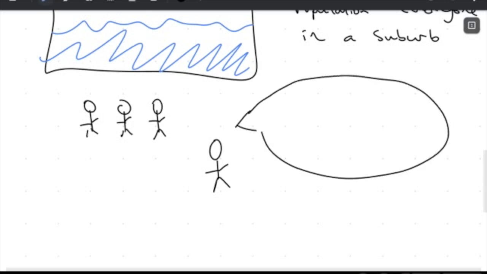questions you ask them is, should the council invest in a new pool?